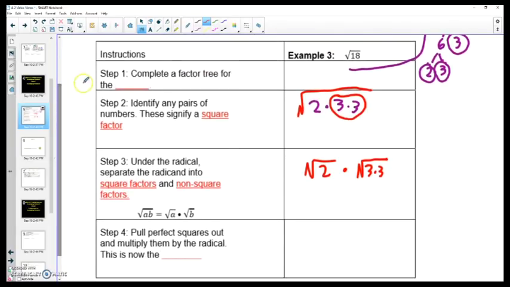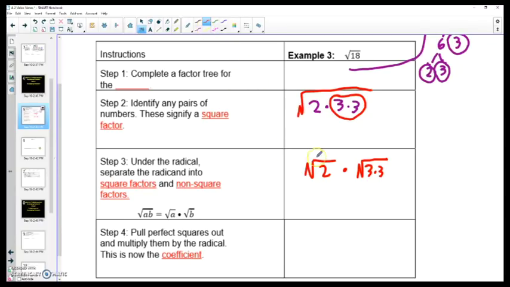Our next step is going to be to pull perfect square roots out and multiply them by the radical. And this is going to give us the new coefficient. Remember, square roots are the inverse operations of squaring something. What we are really asking when we ask for the square root is what two numbers can we multiply together to get that number. So that's why we're looking for pairs.